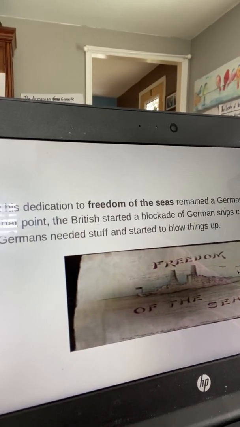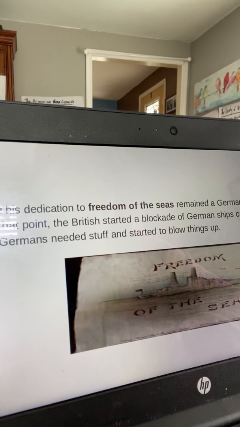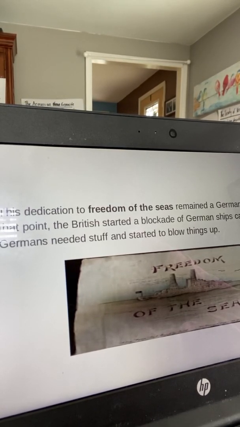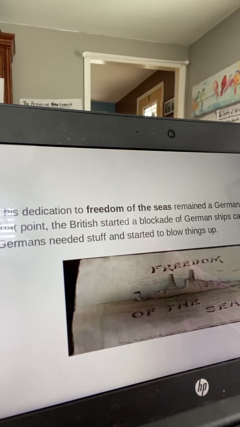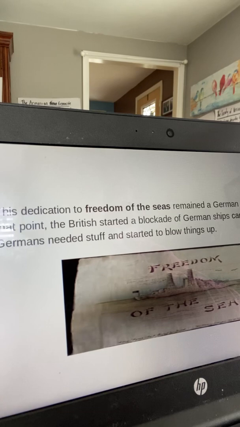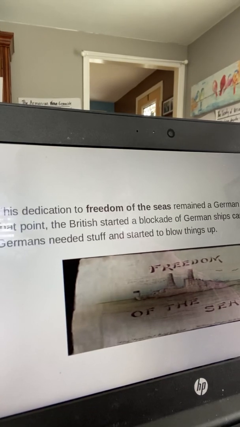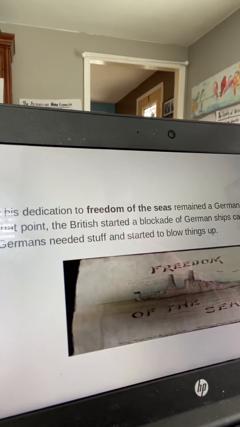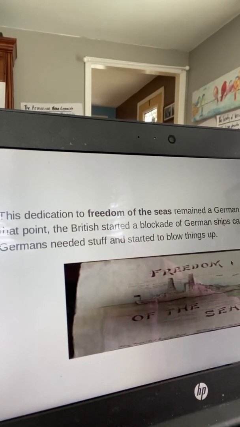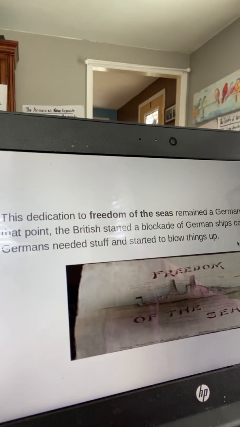Germany stuck with this idea of freedom of the seas until about 1916. In 1916, the British put a blockade around Germany and wouldn't allow them to import or export any goods. The Germans found this to be unsustainable. They had to get food, they had to get munitions, they had to get supplies. So they started to blow up ships again, even ships that were considered non-military.